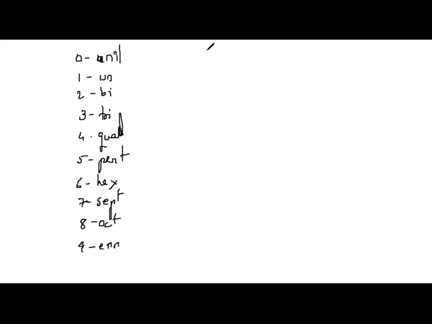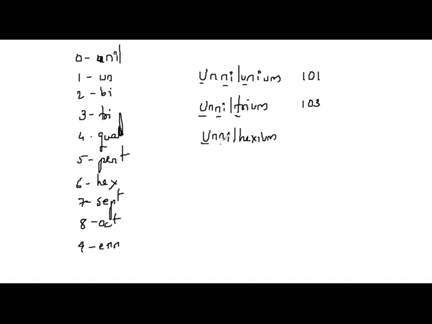Correct? So they have given us un, nil, un, ium. So it is un, nil, un. So it is 1, 0, 1. Then the second one, un, nil, trium. So un, nil, tri. So it is 1, 0, 3. Next, un, nil, hexium. So 1, 0, 6. Then un, un, unium. Yes. So it is 111.